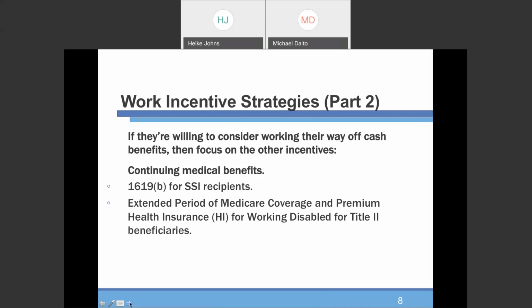For people getting Title II benefits who are receiving Medicare, it would be the extended period of Medicare coverage and premium health insurance for the working disabled that would let them keep their Medicare indefinitely if they work their way off Title II cash benefits.